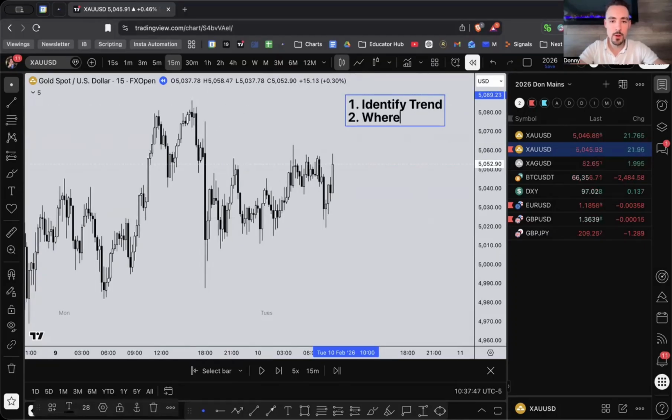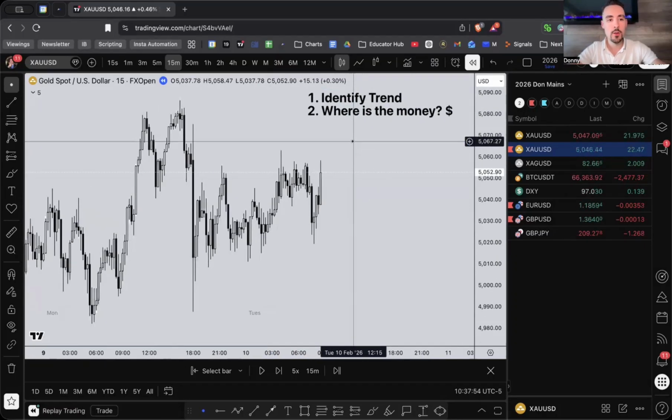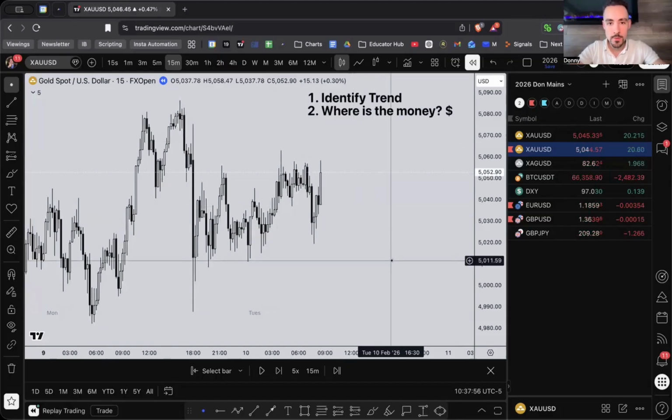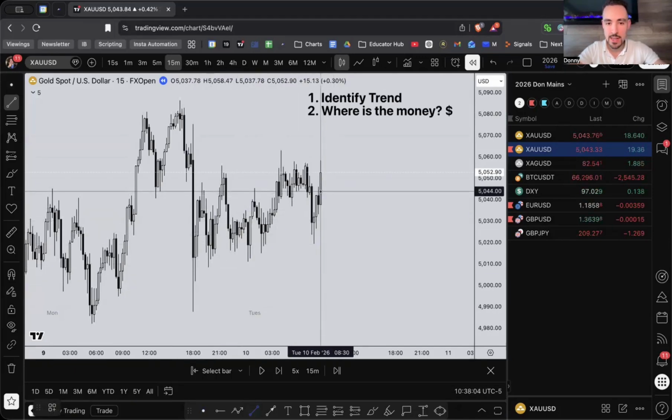Number 2, where is the money? This is in regards to liquidity. Where are there areas of liquidity? Acknowledge and identify those areas of liquidity. So if I'm taking a look at this chart, this is Tuesday morning, it's 8:30 a.m. Okay, I'm looking for an opportunity. I'm hungry. I'm on the charts and I'm hungry. I'm ready to feed my family with today's trading.